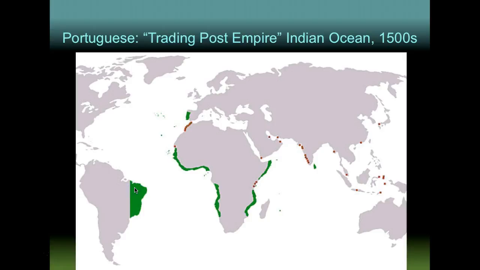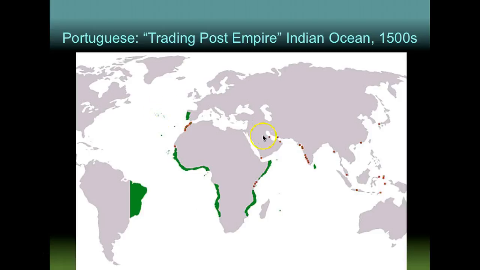Okay, so the Portuguese, moving on to the Portugal Trading Post Empire, they create these little dots in the green territories that you see on this map, and they create what are called trading posts, which is a bunch of men who come to trade. They do not bring women with them. They do not bring anything aside from military to protect themselves and their products, and they bring goods to trade. So this is what it looks like where the Portuguese have control.